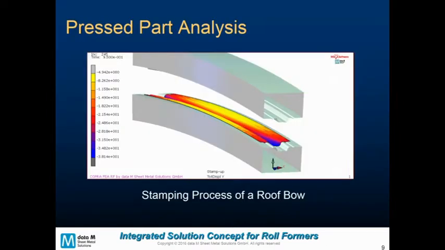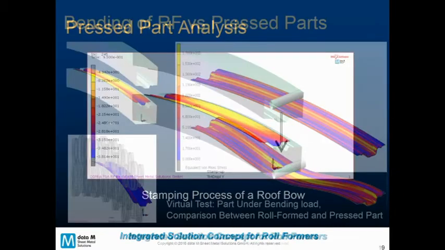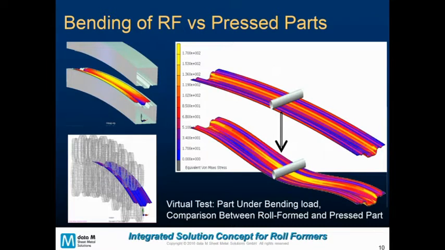An interesting one here, we're using Marc Mentat to look at press part analysis using the traditional method of stamping a roof bow for a vehicle. And in doing so, what we're also able to do, as you can imagine now, is look at this roof bow as a roll form product, not just a pressed part. And we can make comparisons.